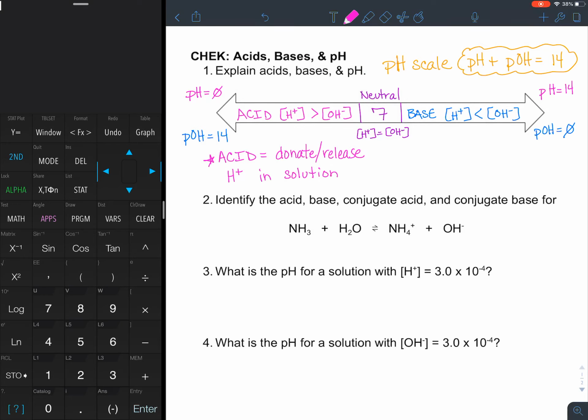And for a base, we're going to define that at this point. Let me grab my blue to represent our base. For a base, there are really two ways that we can look at this. One is that we release hydroxide ions, OH minus, or another way is that they will accept a hydrogen ion in solution. So we have two different ways of looking at that.